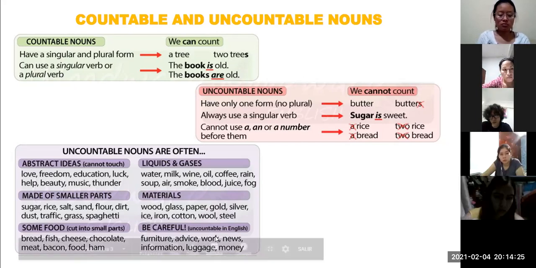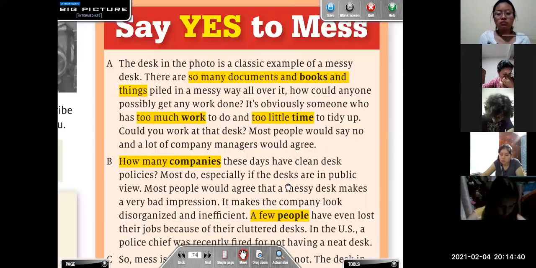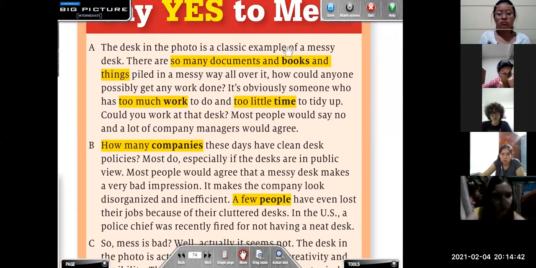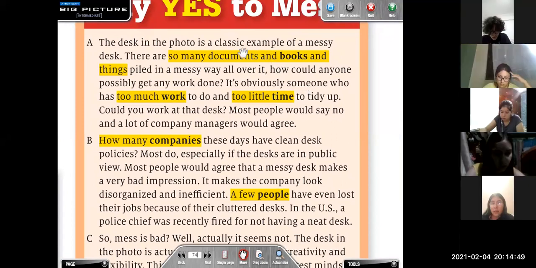Okay, so let's try here. Let's go to the book. Tell me, which of the words in yellow are countable? And which of the words in yellow are uncountable? For example, here, books. What do you think? Countable or uncountable? Countable. Documents. Countable, right? Then we have here work.